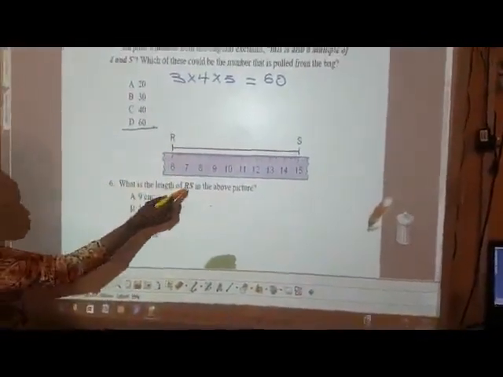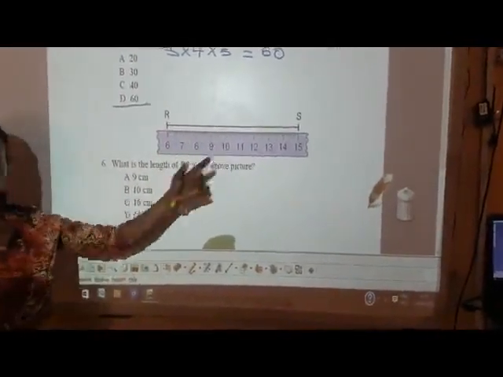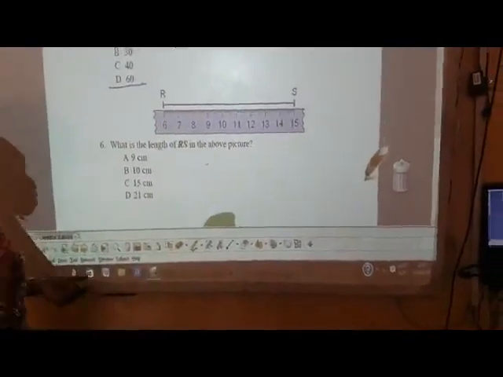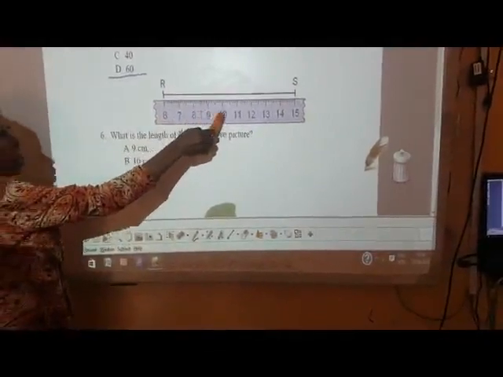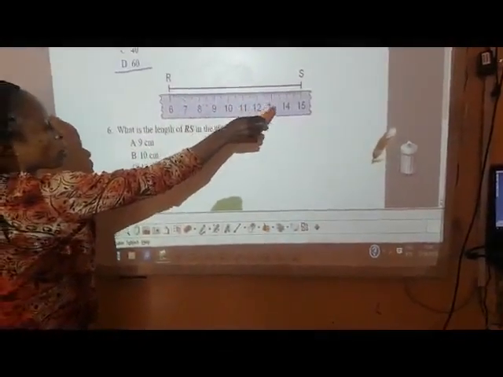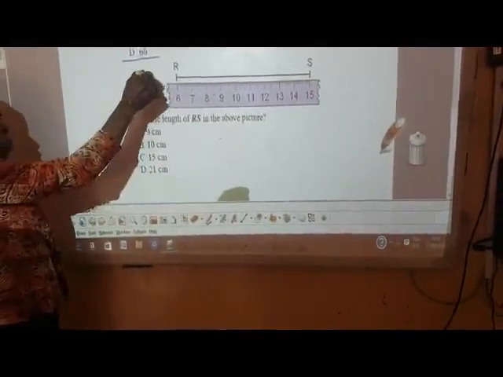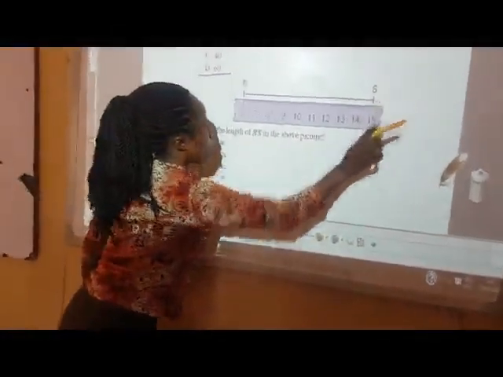Number 6. What is the length of RS in the above picture? This is a ruler. I hope you all have a ruler in your house that is used to draw a straight line. So the ruler is calibrated 6, 7, 8, 9, 10, 11, 12, 13, 14, 15. This is not a complete ruler. This side means some part of the ruler has been cut away.